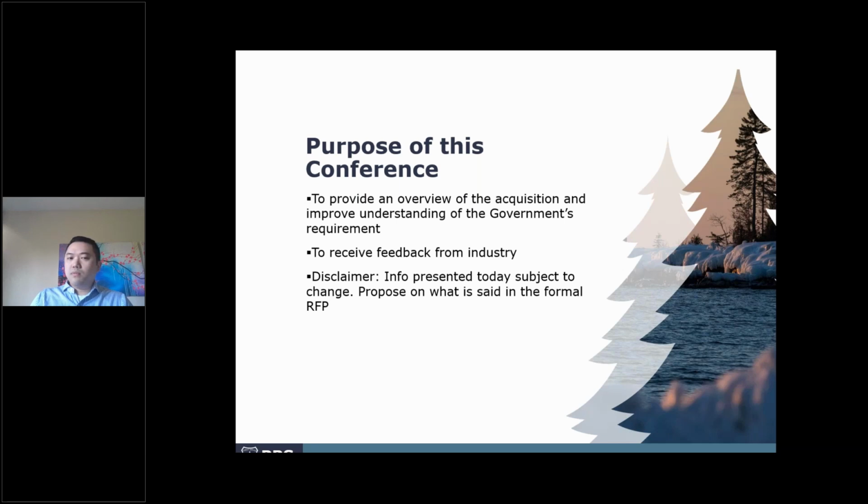Right now the information is subject to change, but once the official formal RFP goes out, please follow what it says there, see if there are any changes, and follow the formal RFP.